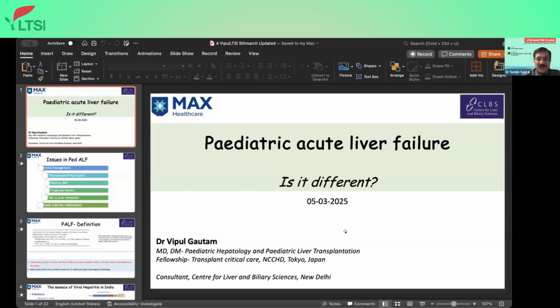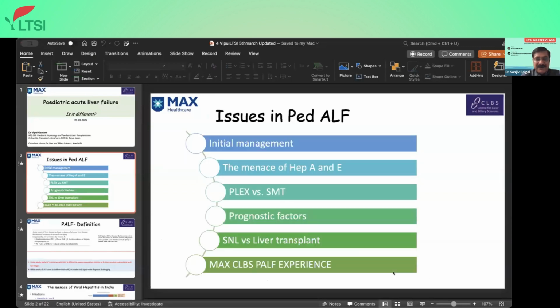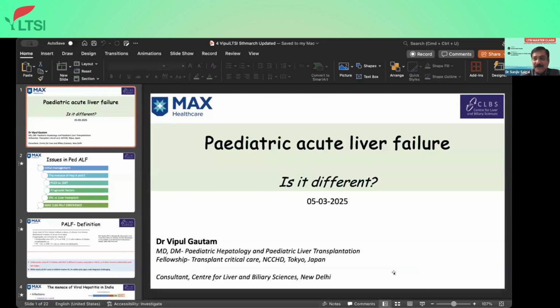Right. So Vipul is going to present on pediatric ALF. He always says that children are not miniature adults, right? True, sir. So please emphasize on what you want to convey to me and what you think about pediatric acute liver failure. Thank you. Good evening, all the experts.